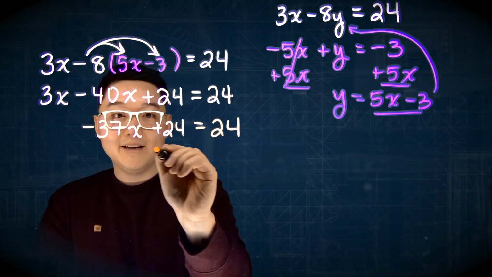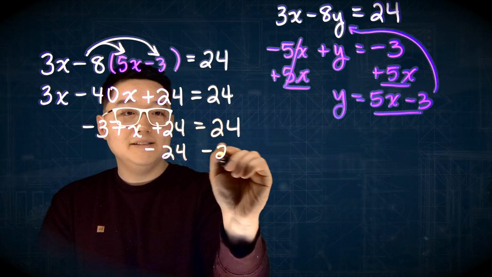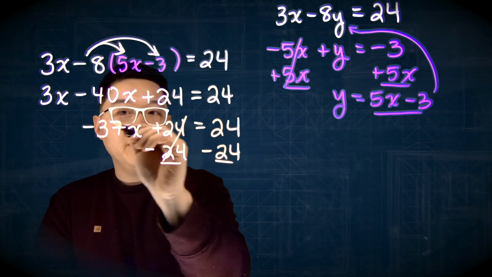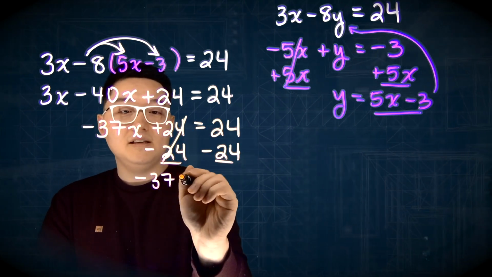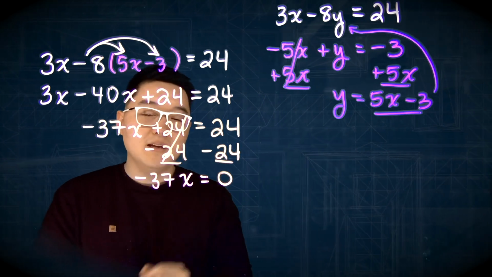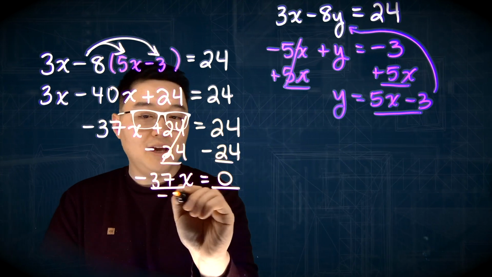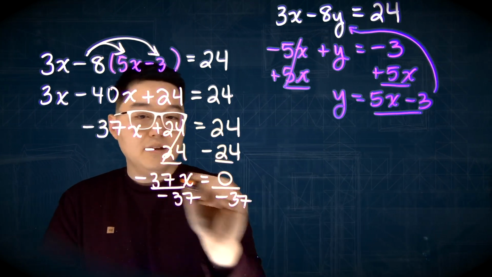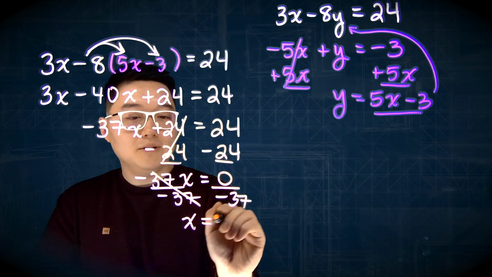Now we're just going to solve for x. Minus 24 from both sides. We have negative 37x equal to 24 minus 24, which is 0. So then we're just going to divide both sides by negative 37. Then we get x is equal to 0.